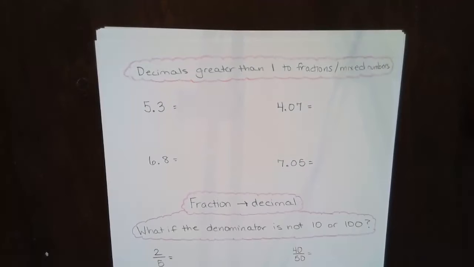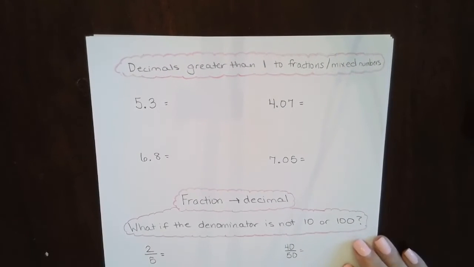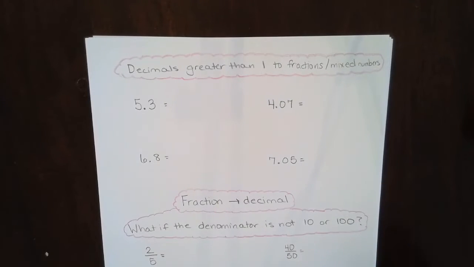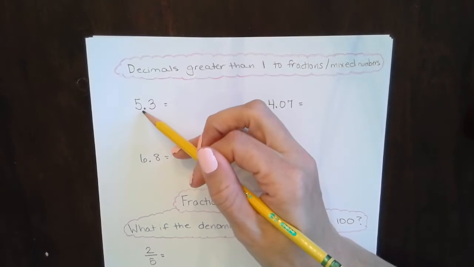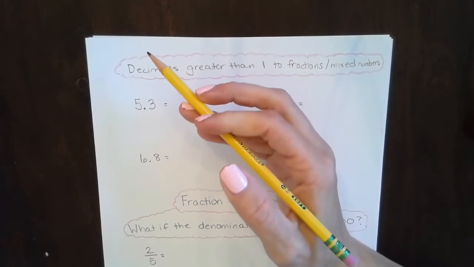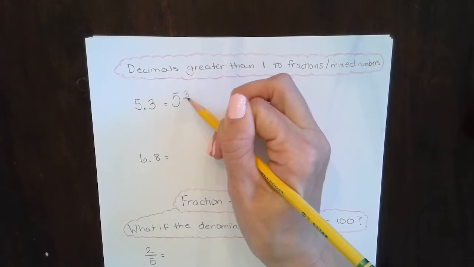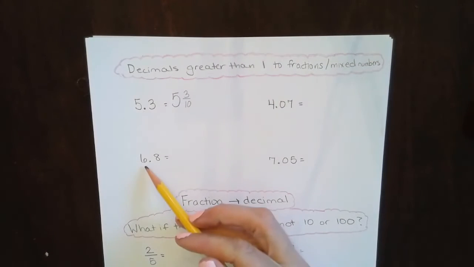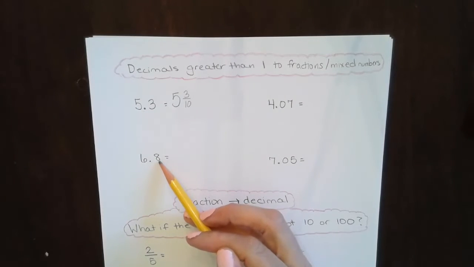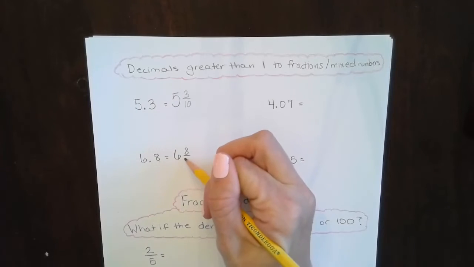Okay. Now let's look at the other direction. So decimals greater than 1, changing them to fractions and mixed numbers, right? So if we're looking here, 5.3 is pronounced 5 and 3/10. Think about what that would look like as a mixed number, right? 5 and 3/10. Okay. 6 and 8/10. Okay, would be 6 and 8/10.